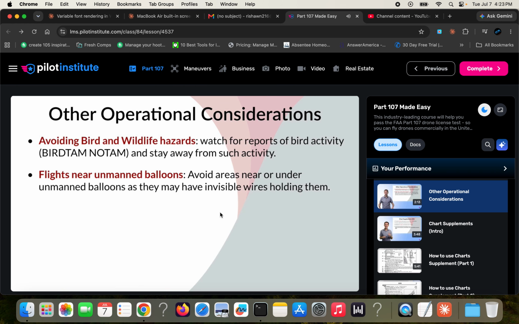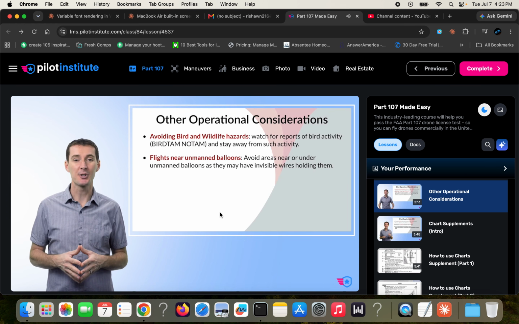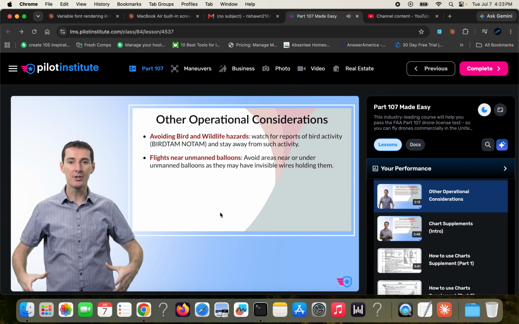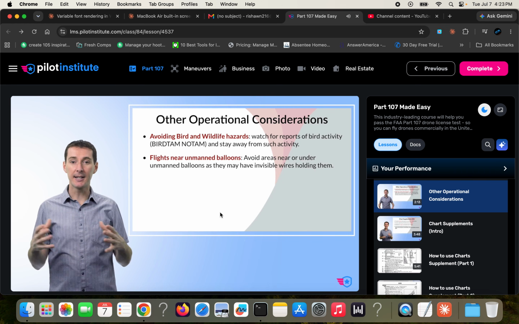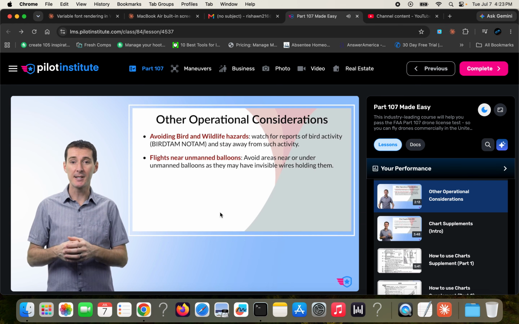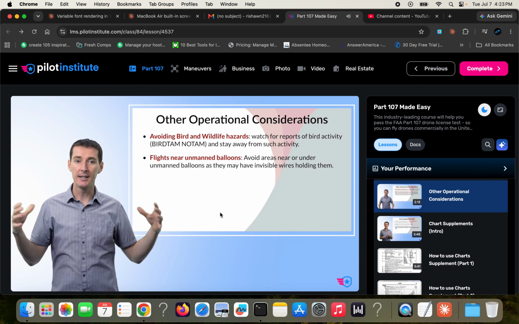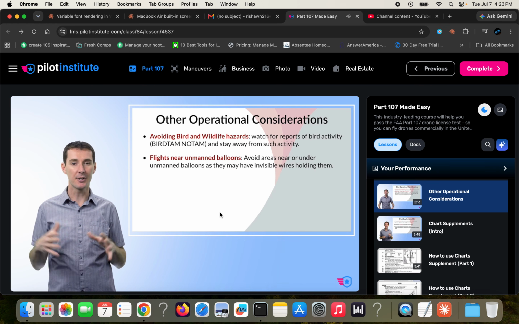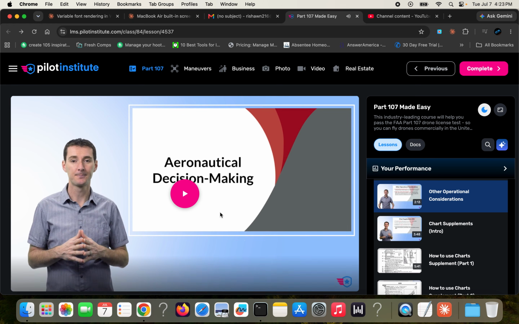Unmanned balloons, as a matter of fact, I will add manned balloons as well, you want to stay away from. But unmanned balloons are going to be these big balloons that are usually attached to a cable, and that cable, just like flying into a wire, is going to be very difficult to see and to avoid. So these are going to be marked on the sectional chart. You want to be paying attention and kind of staying away from them.